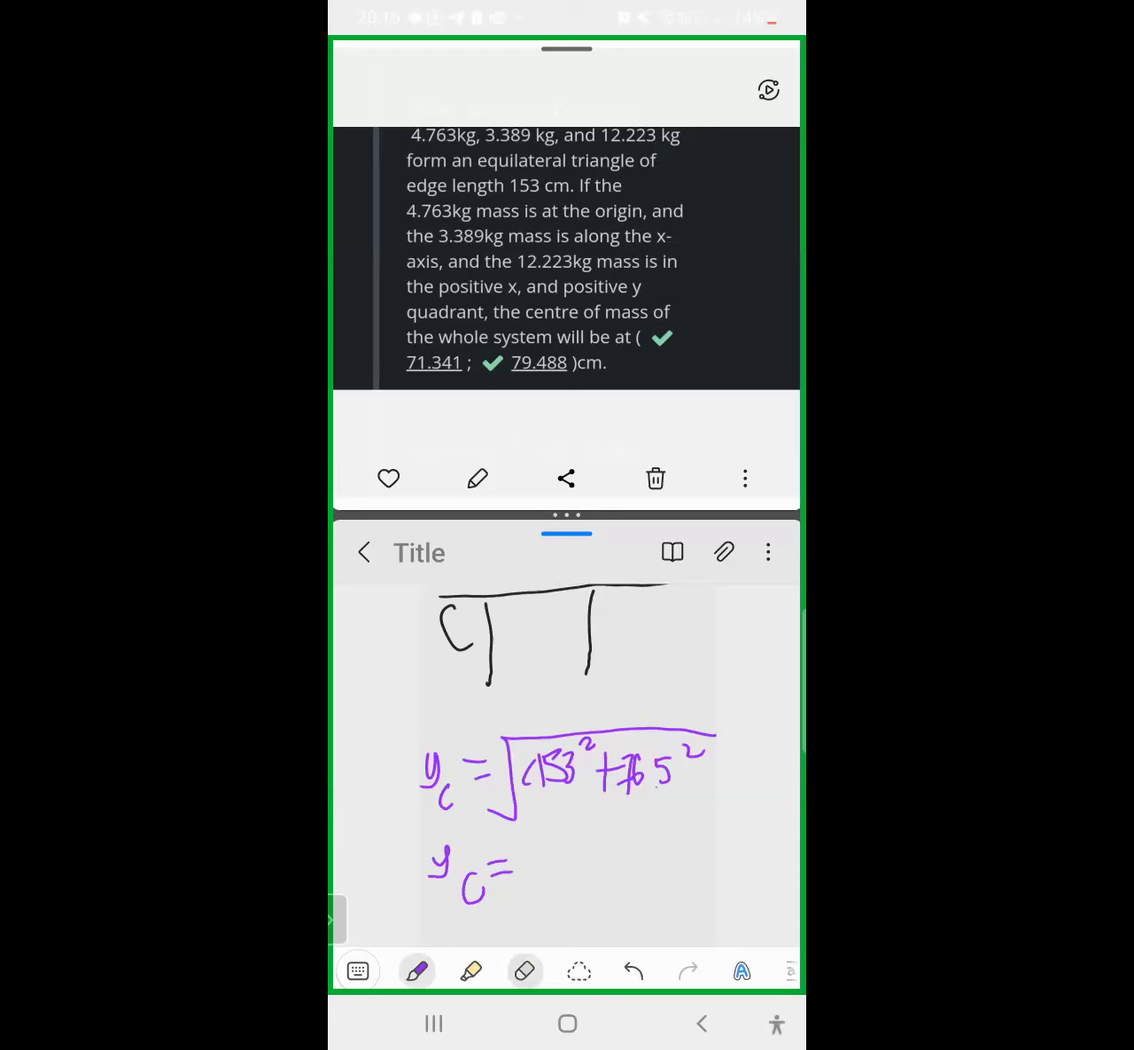This was supposed to be a minus. Apologies. Let me rectify that. This is minus 76.5 squared, since this is the y and this is the x, right? x squared plus y squared is equal to r squared. In this case, our r squared is the 153 squared, and our y squared is what we are solving for.